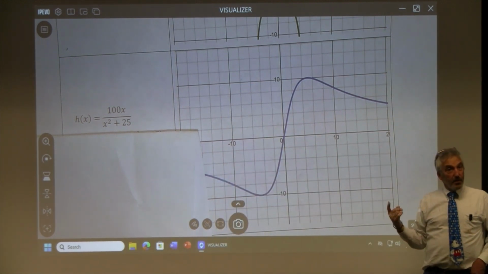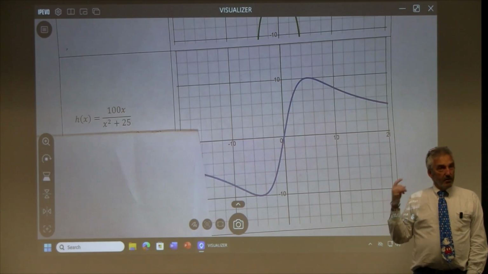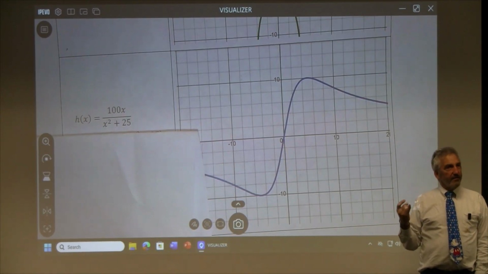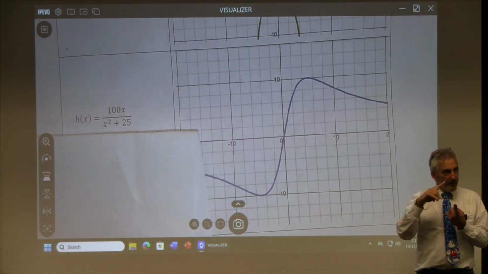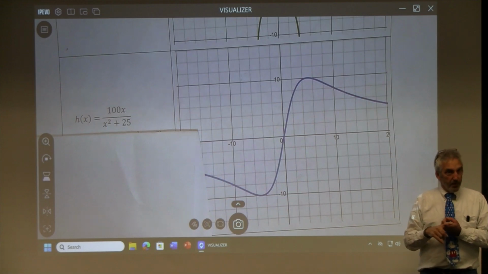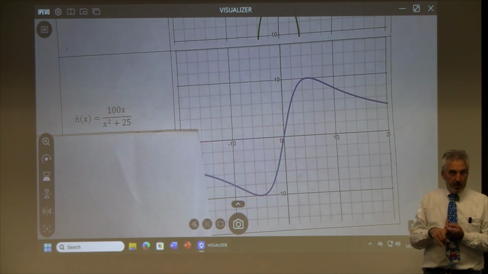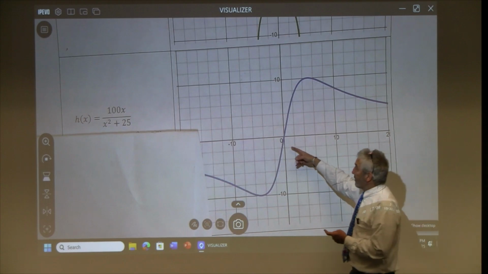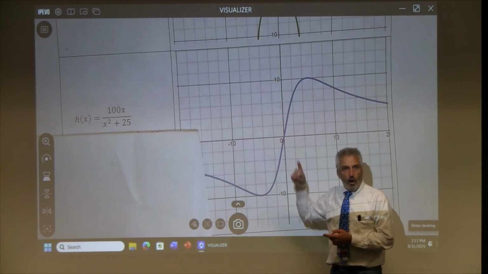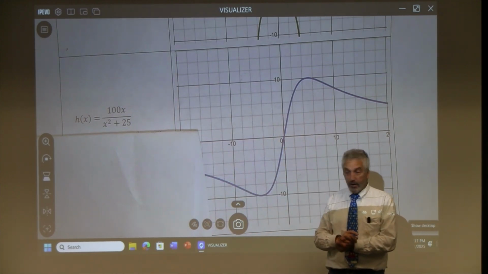And notice again, there are no discontinuities. So there is one partition number, x equals 0, because it causes the function to be 0. But there are no partition numbers of the other flavor. And sure enough, at that partition number, it turns out that the y values change from negative to positive.